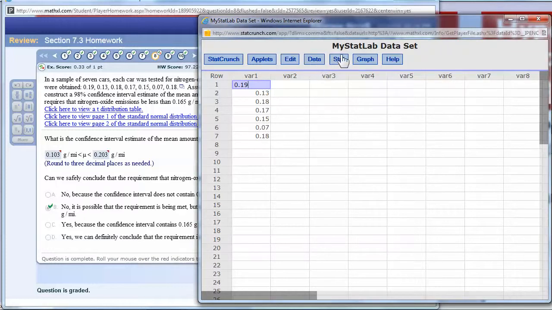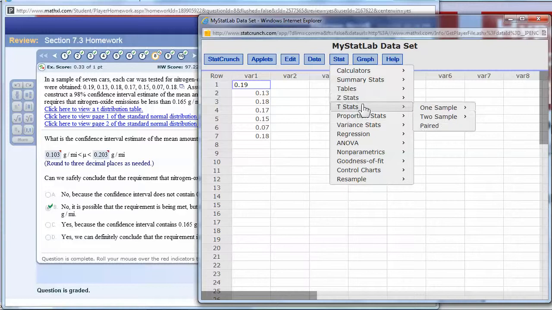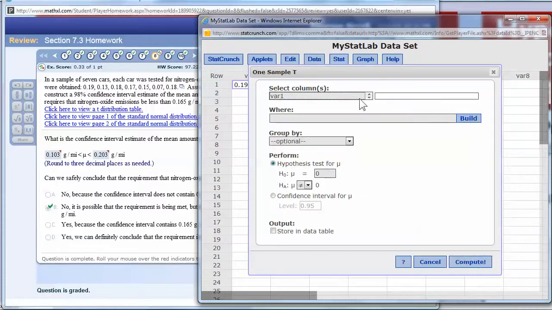Alright, so if I'm using StatCrunch, I'll go ahead and just have it whip the whole thing out. Go down to Stat, T-Stats, one sample with the data, because I actually have it. State where it is, and then choose a confidence interval instead of a hypothesis test. We'll use that for chapter 8. The process is pretty much the same in terms of the mechanics of using the technology.